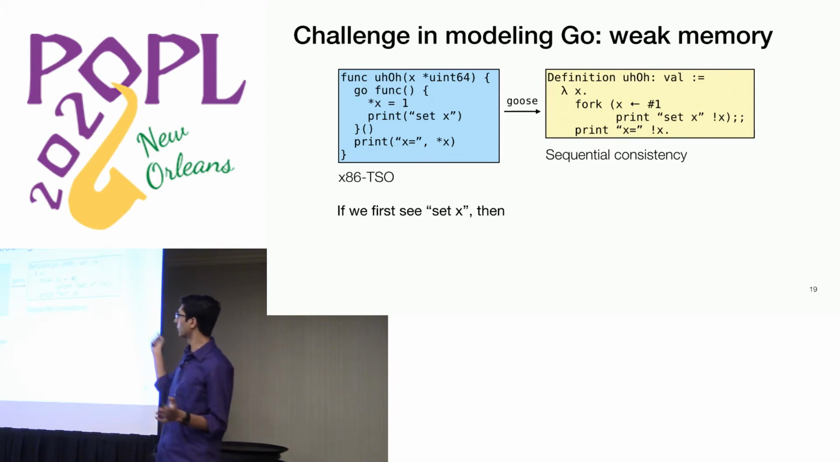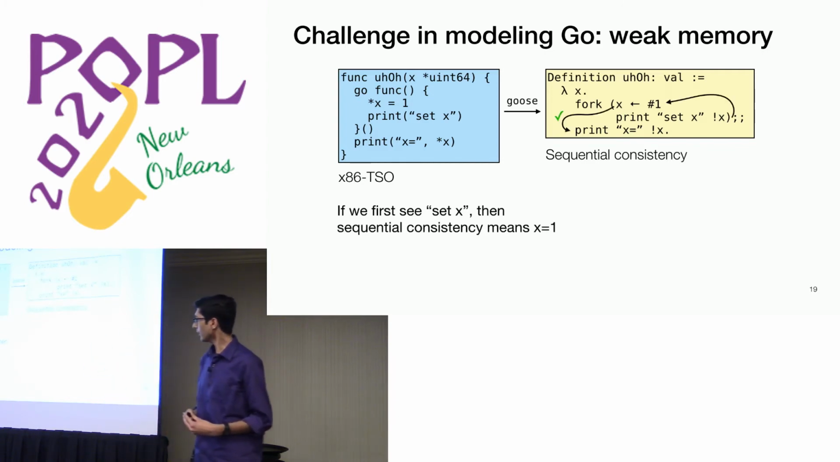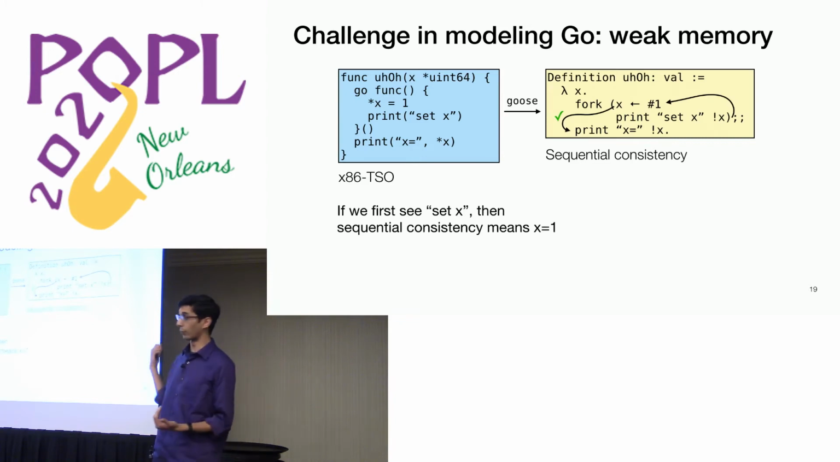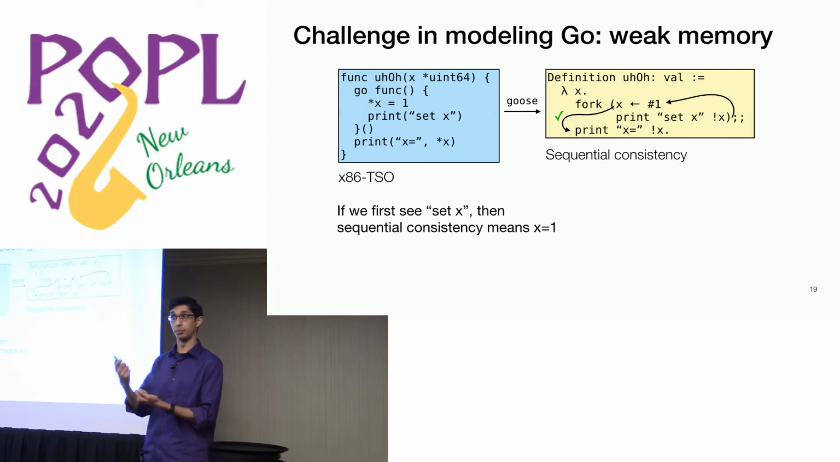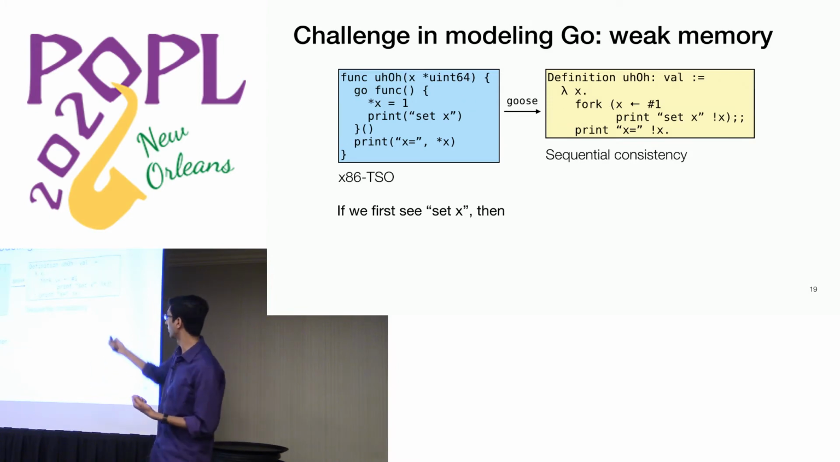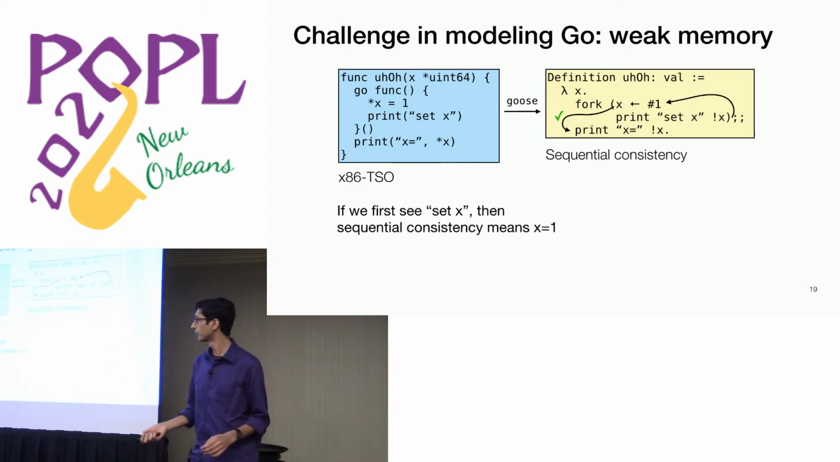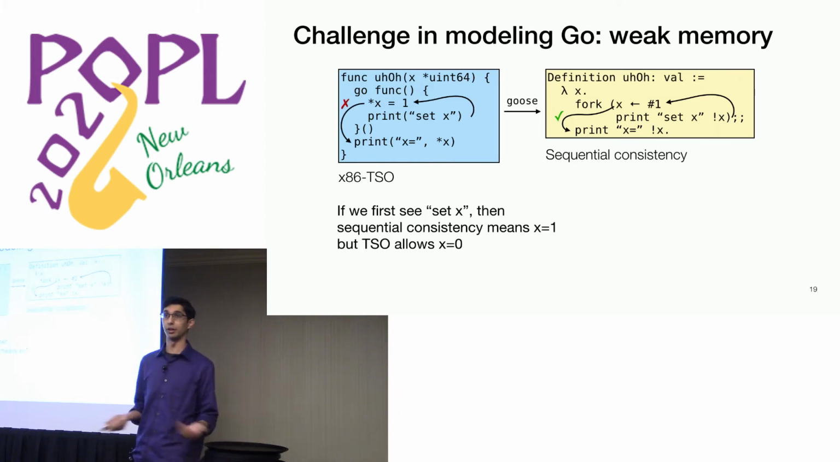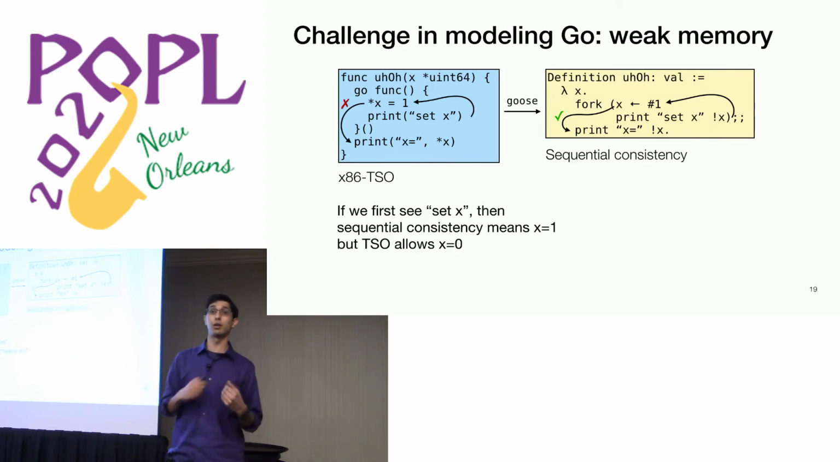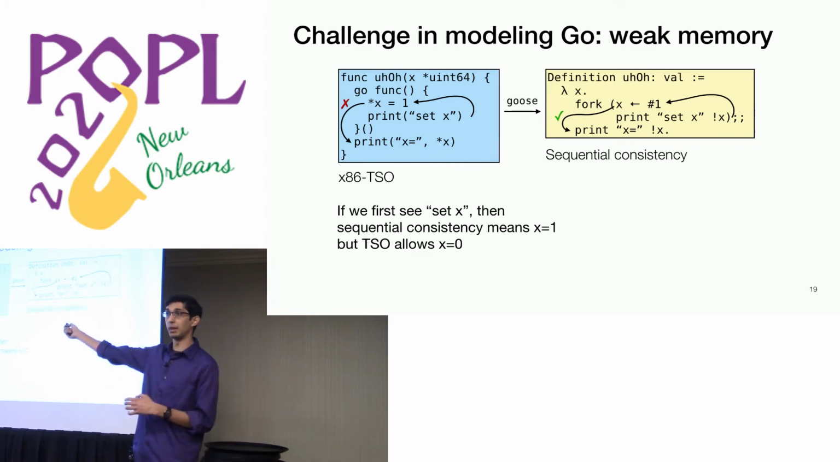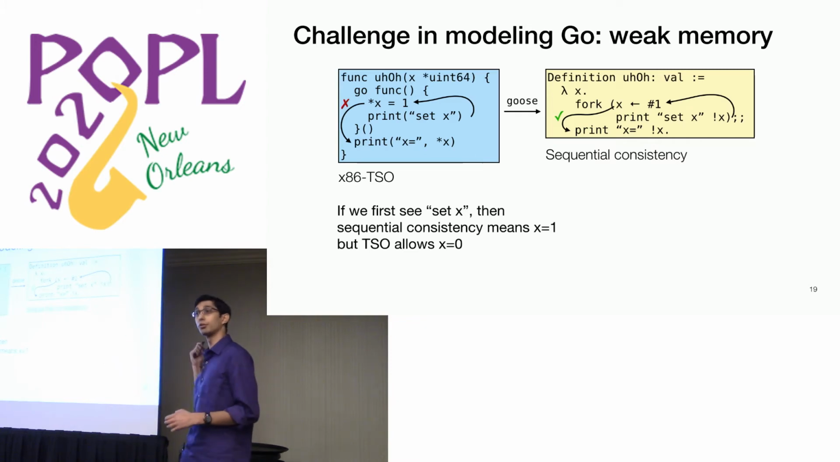So imagine that we run this program and we see set x, so the forked thread ran first. Sequential consistency on the right-hand side means that if we saw the set x, then the write made it to memory, and therefore we must see x equals 1. Sequential consistency guarantees this is the only execution, given that we saw set x. But on TSO, we can see x equals 0. That store could be buffered on another core, and then we might not observe it in the main thread. So this is bad. The Go program has some behavior, and our model does not exhibit this behavior.